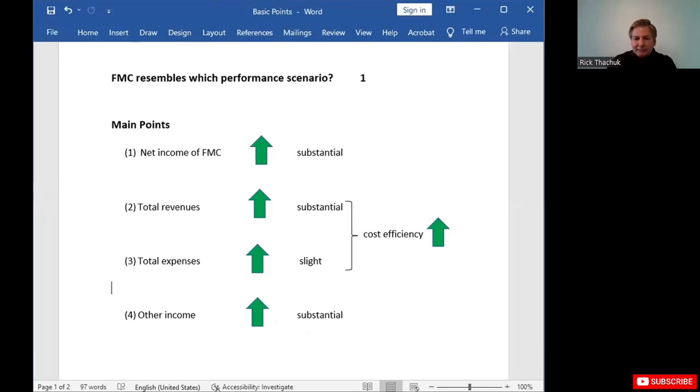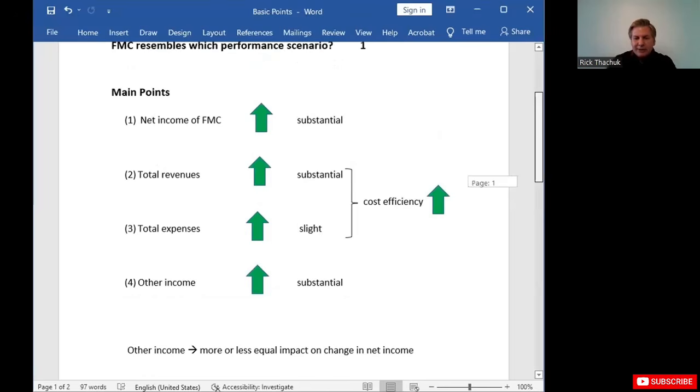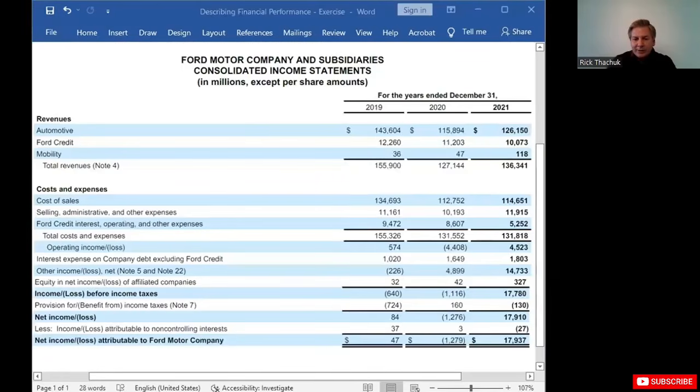And finally, as I mentioned, the contribution to other income and revenues less expenses was more or less equal. So let's just make a note of that. So other income had more or less the same or an equal impact on the change in net income as did revenues and expenses. So these are the main points that we need to include in our write-up. Let's go back to the income statement and make sure there isn't anything else that needs to be in this list. Okay, we talked about other income, equity and net income.